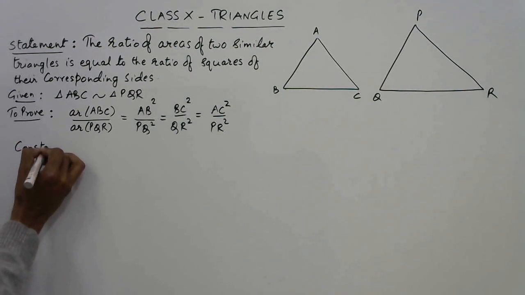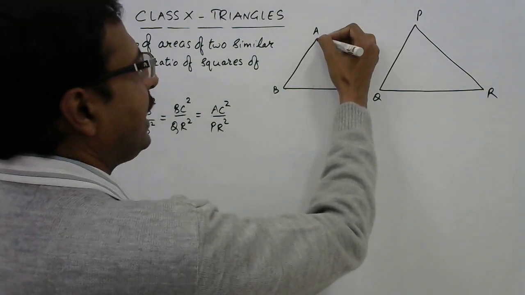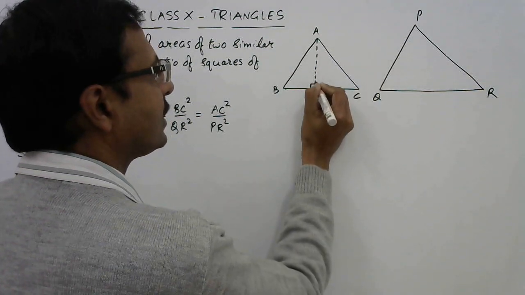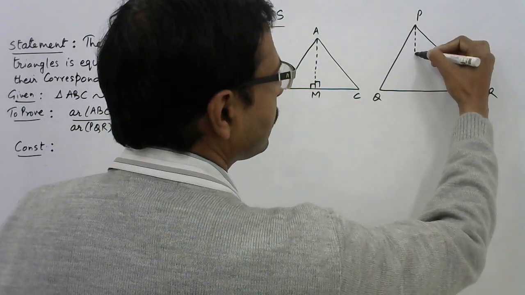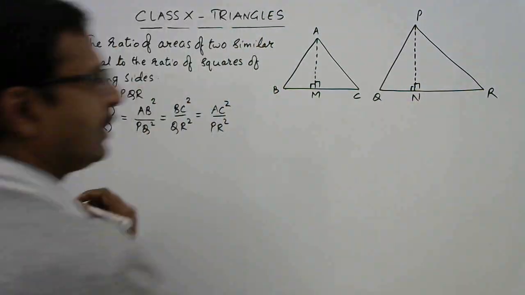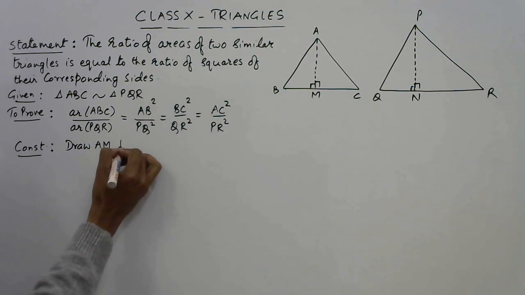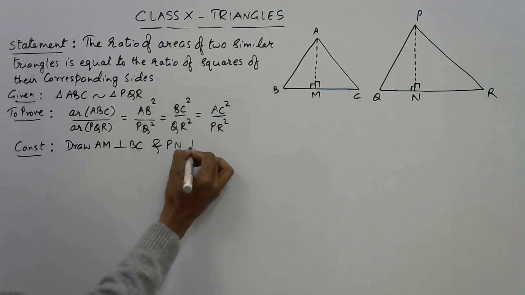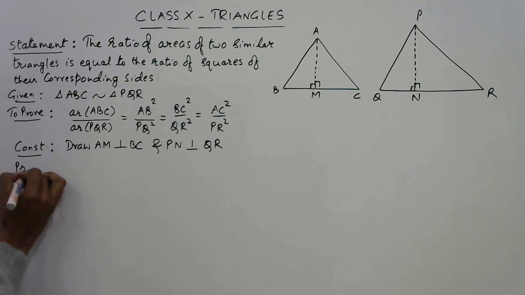Now let's write the construction. What are the helping lines we need to draw for proving? From A, we need to draw a perpendicular on BC like this, and let's call this point as M. And similarly from P, we need to draw a perpendicular like this on QR, and let's call this N. So I'll write it here. Draw AM perpendicular to BC and PN perpendicular to QR. Now let's start the proof of this important theorem.